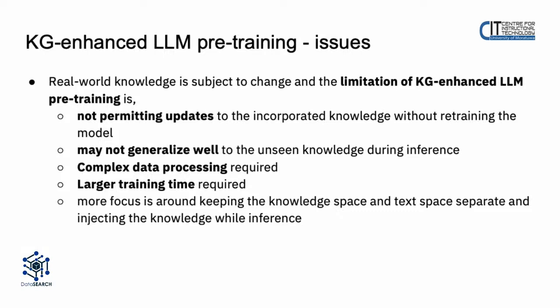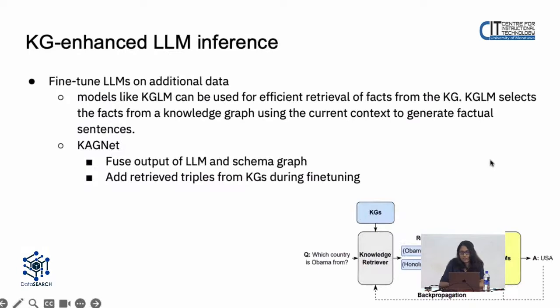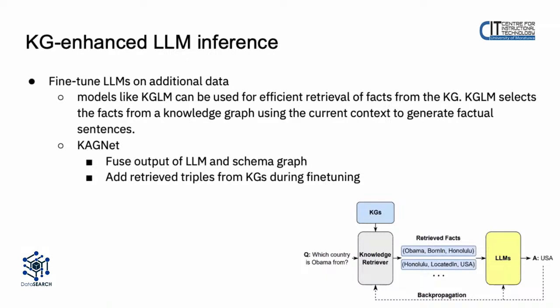So recently, what people are doing is to keep the knowledge space and text space separate, but you inject this knowledge only during the inference. So without pre-training the LLM, just leave the LLM alone, but then you get information from the knowledge graph externally and use them during inference. So we call this knowledge graph enhanced LLM inference. And there are several techniques to do that.